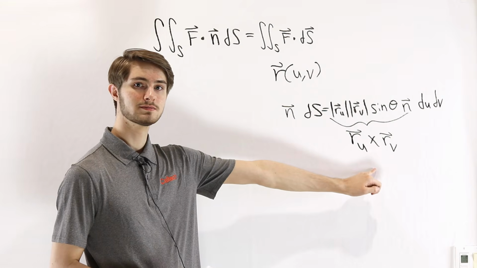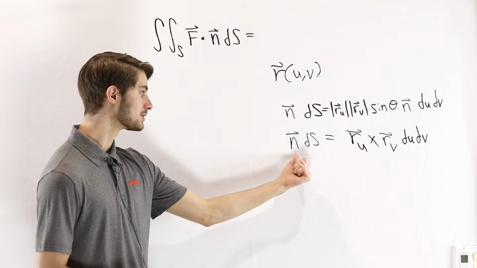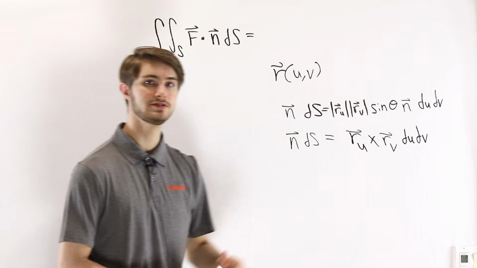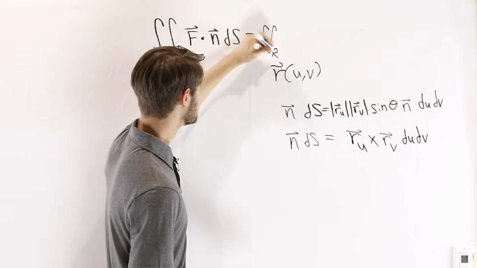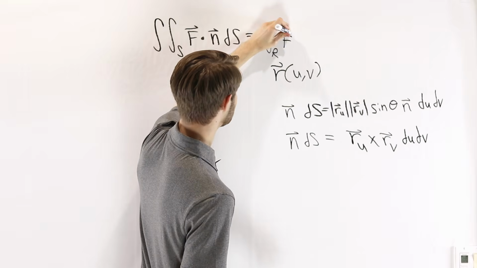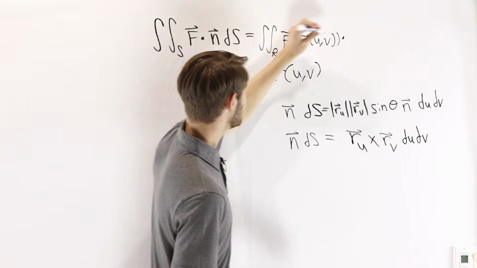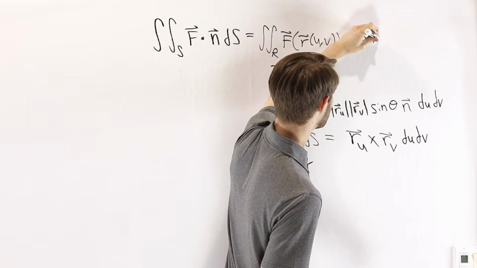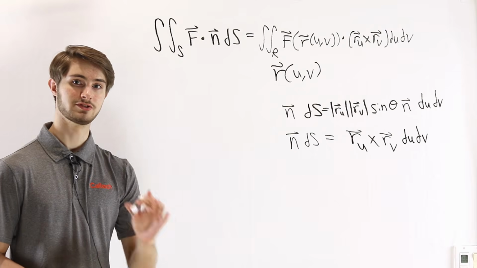So when we have a parametrization r of uv that describes our surface, we can write the unit normal vector times dS as r sub u cross r sub v du dv. And therefore we can turn our original surface integral into a double integral over a region R of uv values that gives our surface of the vector field F evaluated at the point on the surface r of uv dotted with n dS, which is what we have right here. r sub u cross r sub v du dv. And that's all we need to compute the surface integral.